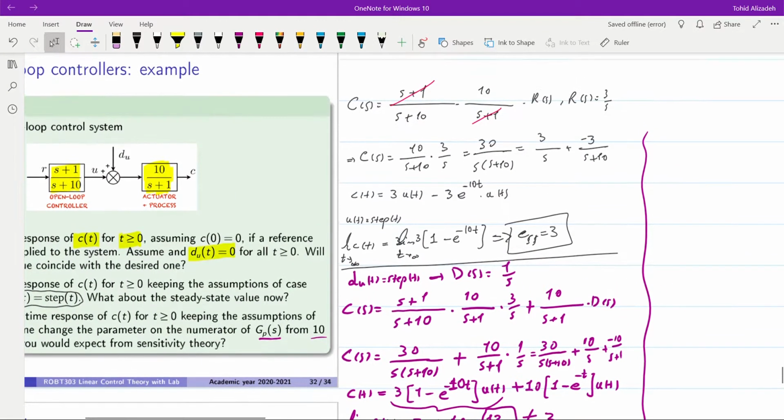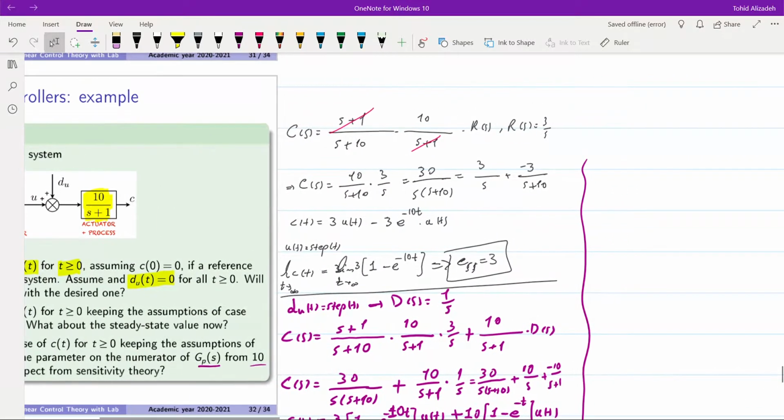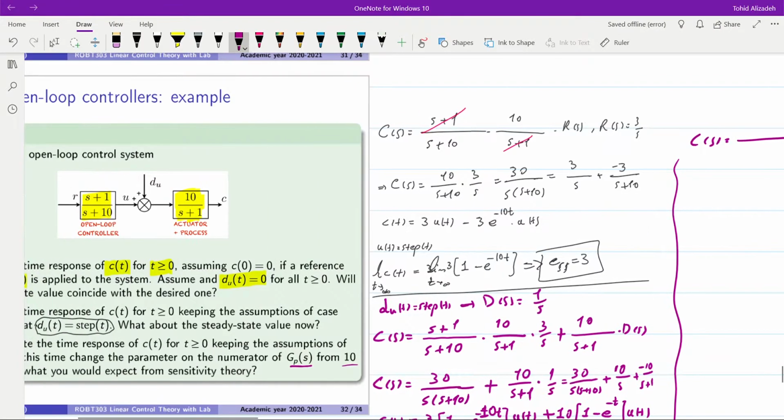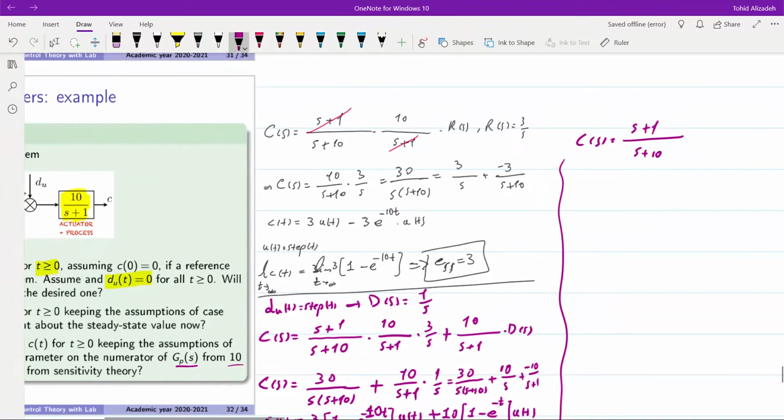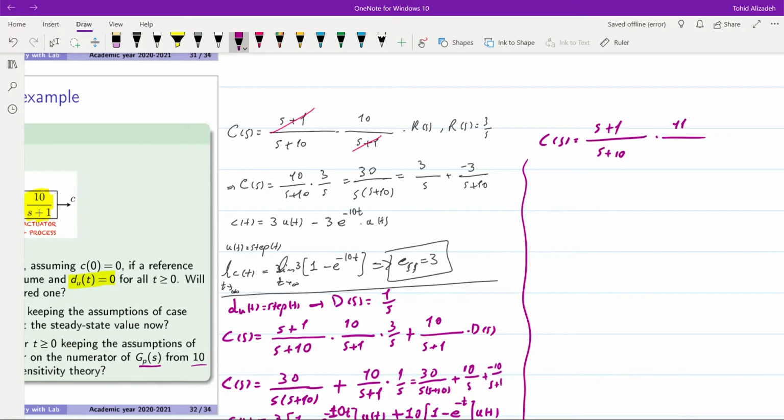So we know that for the output C of S, we will get (S plus 1) over (S plus 10). This comes from the controller. Times, this time, 11 over (S plus 1). This comes from the plant. And we have the 3 over S for R of S. C of S this time will become 33 over S times (S plus 10).